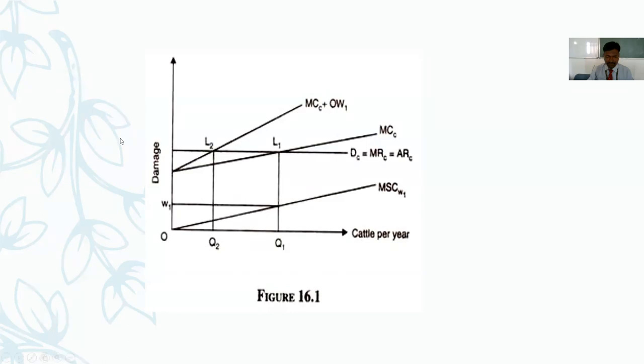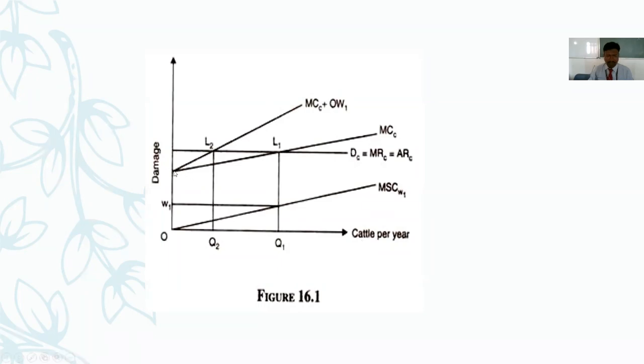Cattle of an individual, damage of the third party. On the x-axis, we are using cattle per year. Suppose this year, we have two segments of production function here. I request all of you to put your good attention over here. Here we are using two production functions. That is why the MSC, the marginal social cost, and the MC, the marginal cost, are available for both the productions. Now we'll start with the first, cattle production.